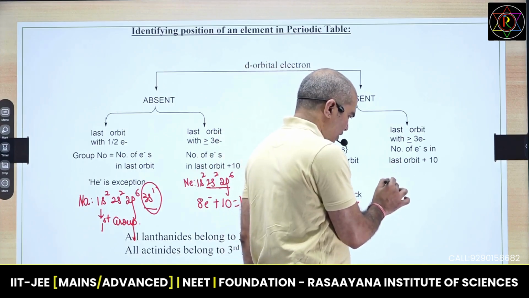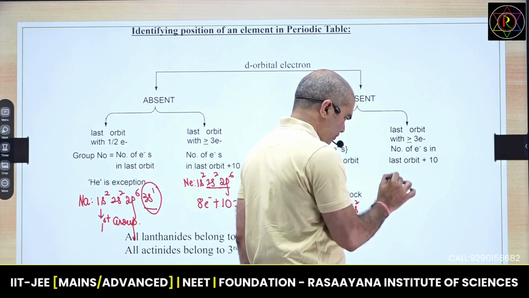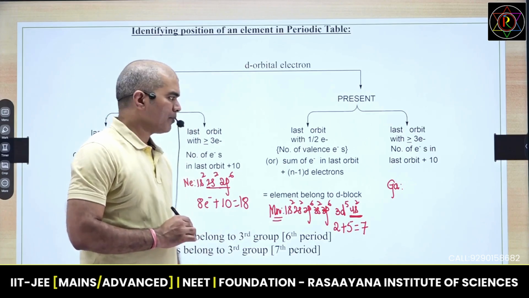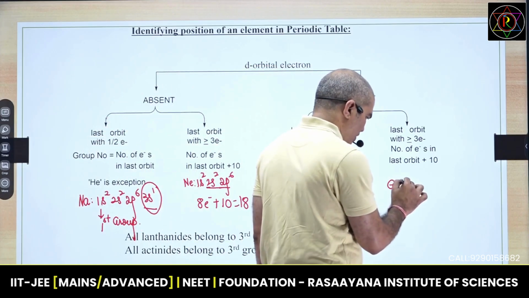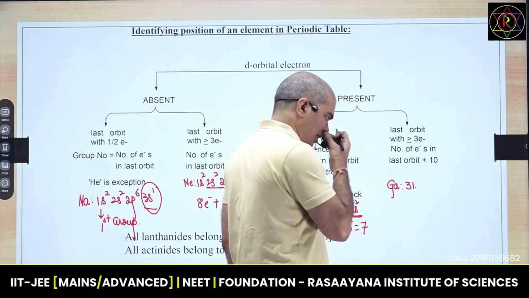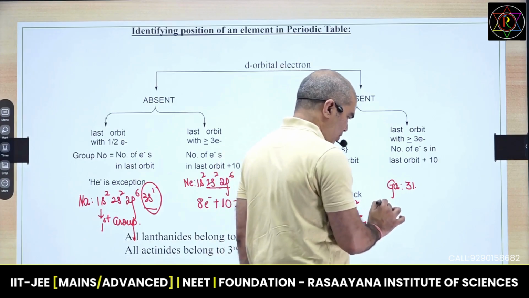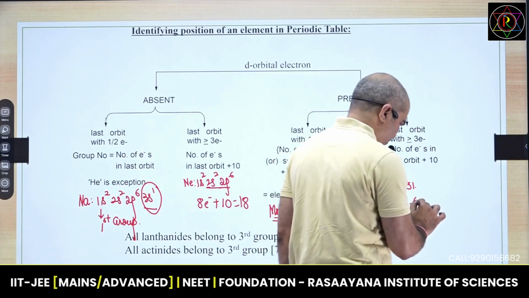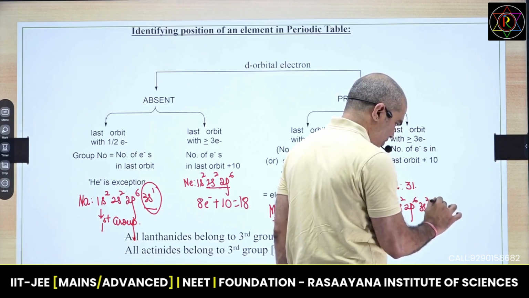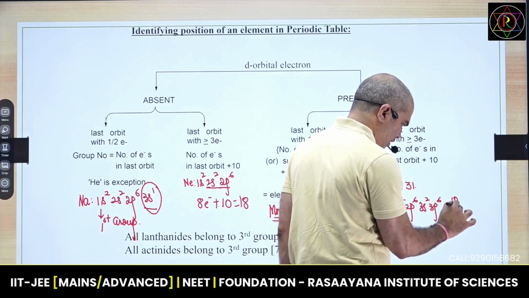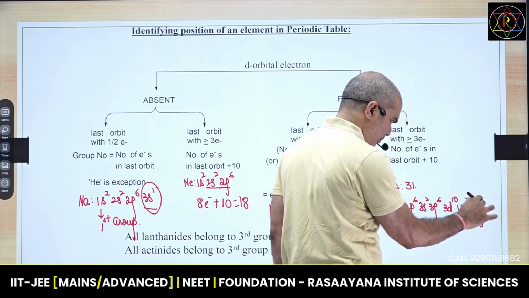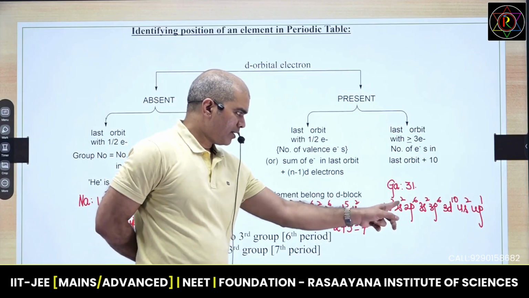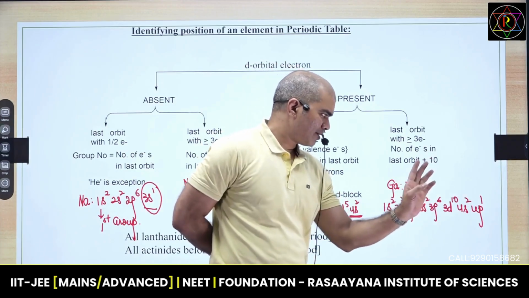Now maybe here I'll take gallium. Gallium has atomic number 31. So what is its electron configuration? 1s2, 2s2, 2p6, 3s2, 3p6, 3d10, 4s2, 4p1. That is gallium.